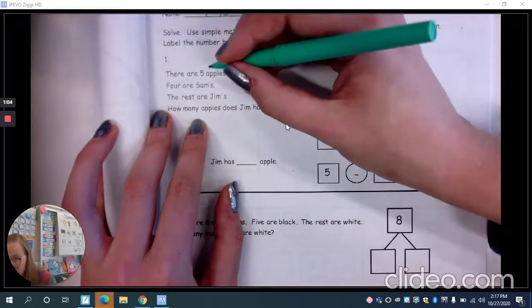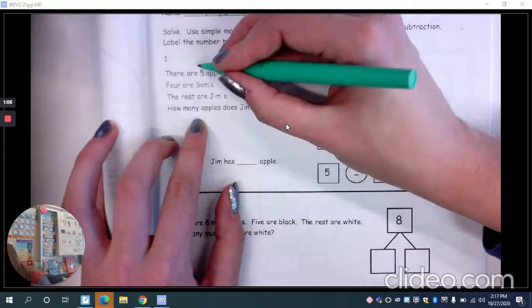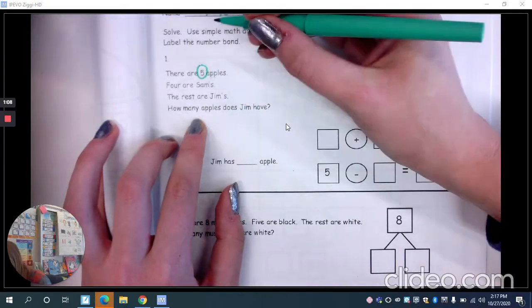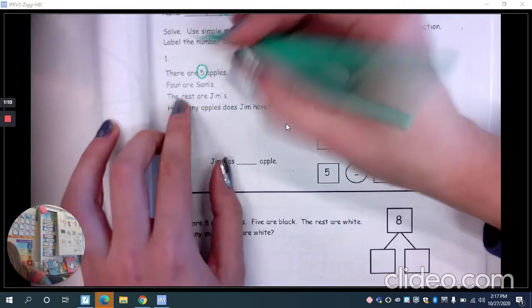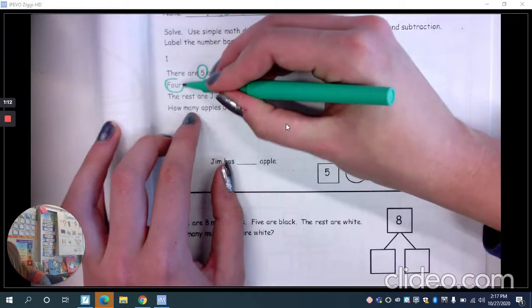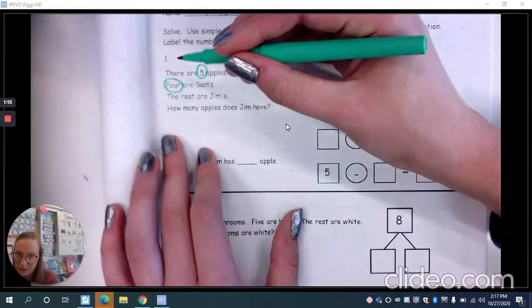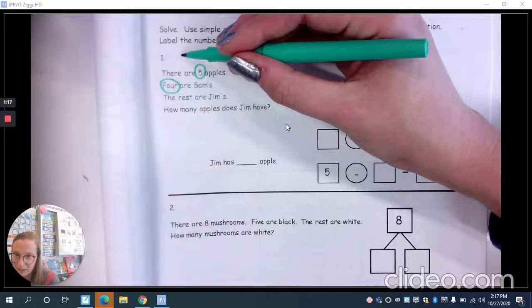I can circle in my problem the numbers I see. There are 5 apples. I will circle that number. Another number I see is 4. I will circle that number. Those are the 2 numbers I see in this problem.